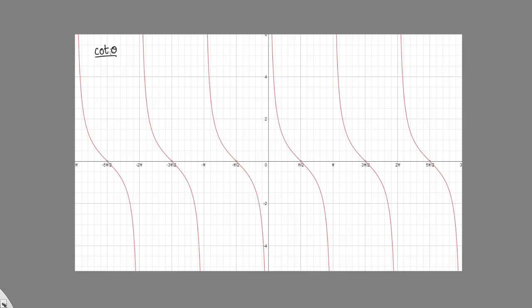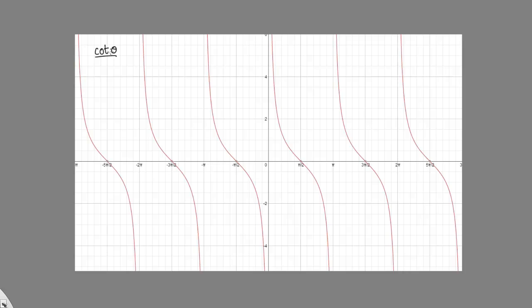Or cotangent theta. So you can see it is 0 at pi by 2, 3 pi by 2, 5 pi by 2, and on the negative side at minus pi by 2, minus 3 pi by 2, minus 5 pi by 2. So it is 0 precisely where cosine is 0, because cot theta is cos theta over sine theta. So wherever cos theta is 0, cot theta is also 0.